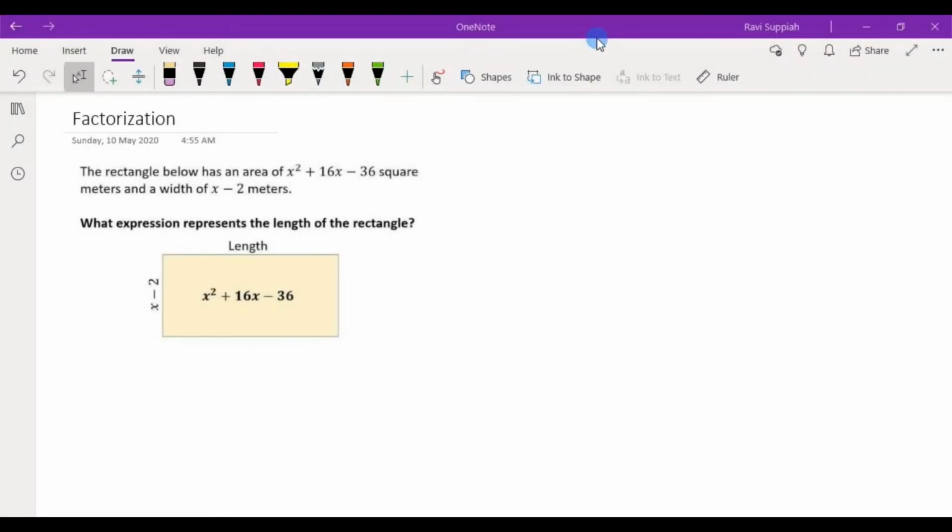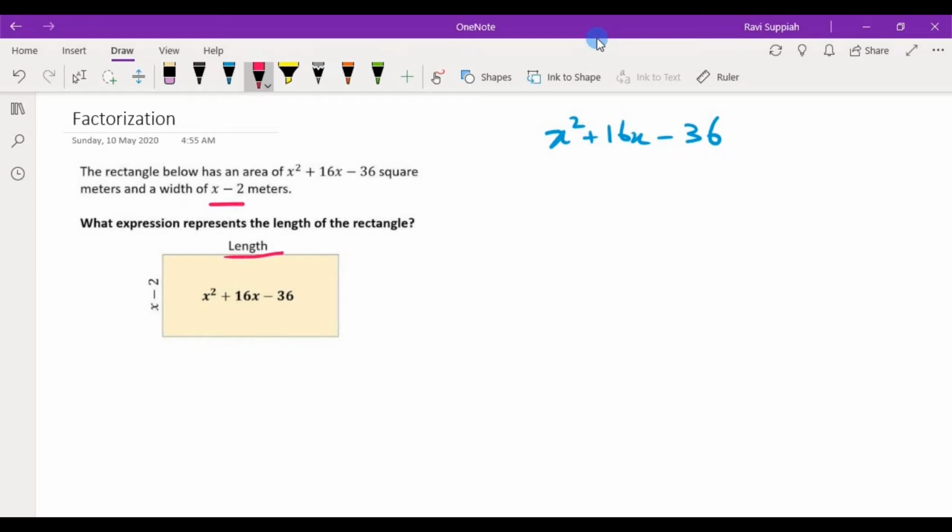For this factorization question, what we are given is that the area of the rectangle is already represented by this expression, x squared plus 16x minus 36. We are also given that the width is x minus 2 meters, and we are supposed to find the expression that represents the length of the rectangle.